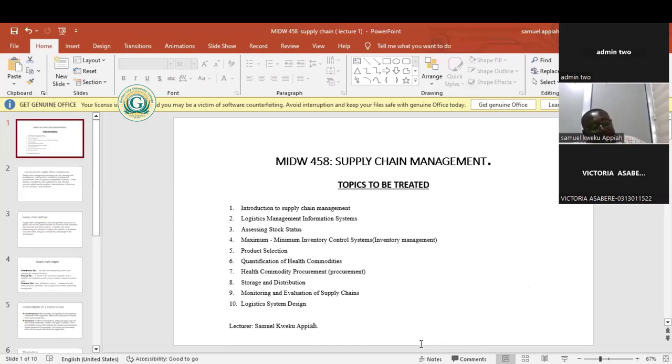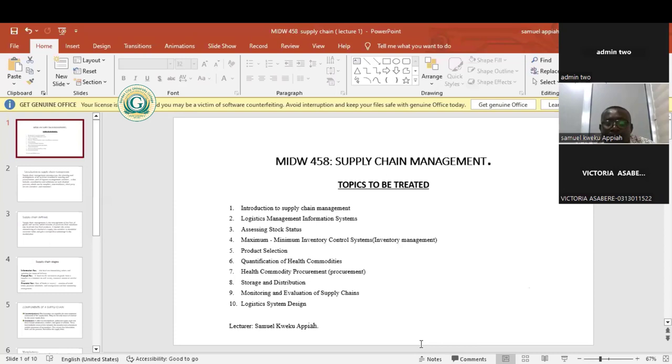So we're going to look at the product selection. How do we select products that are supposed to be used in our facilities? We are also going to look at the health commodity procurement. How do we buy? So it will come under procurement. When you want to buy, the purchasing is often done by the purchasing department. But sometimes you learn some of these things to understand the processes that you go through to make purchases.